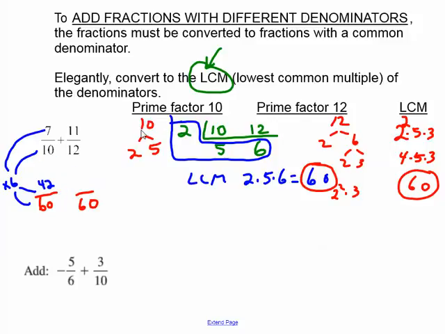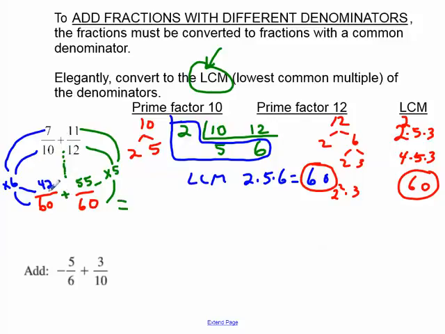We do the same thing for the 12ths. 12 times what gives me 60? Multiply by 5. So the numerator comes along for the ride. 11 times 5 gives me 55/60ths. 55/60ths can be reduced to 11/12ths, and 42/60ths can be reduced to 7/10ths. And now that plus sign just kind of comes along for the ride.